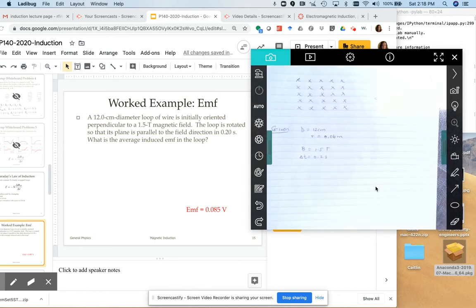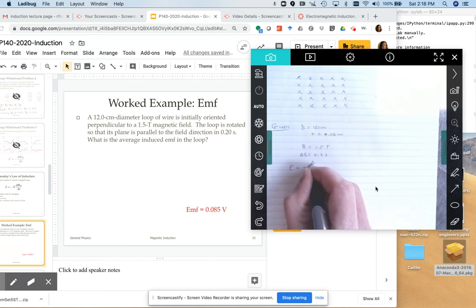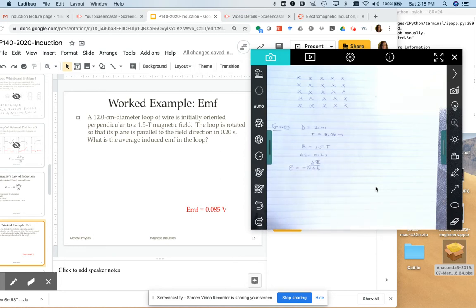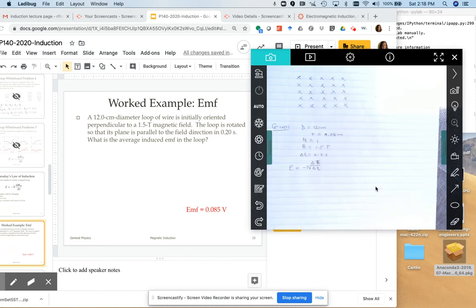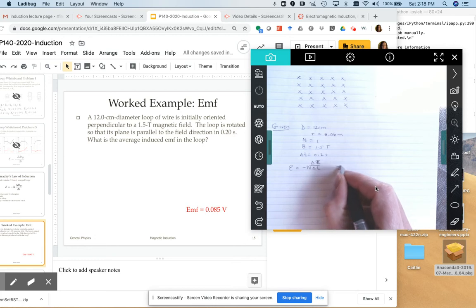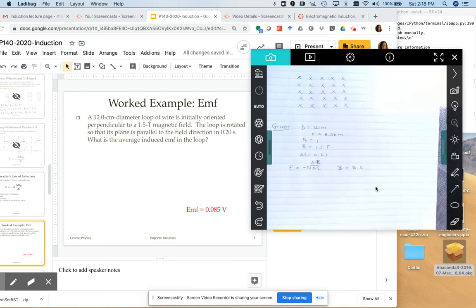So we can use our Faraday's law. So the EMF is negative delta phi over delta t. And we can throw in that N here as well, although in this case, the number of loops is just 1. It's just one wire loop. So we'll put that back up here as something that we know. Okay, and then our flux, phi, is the dot product of the magnetic field and the area vector, let's say.